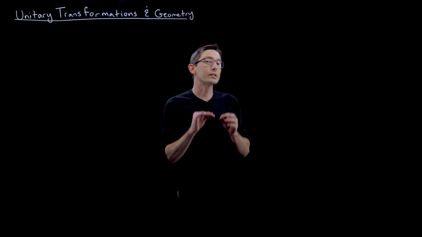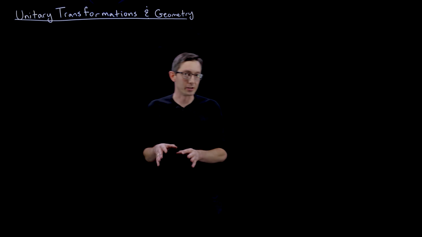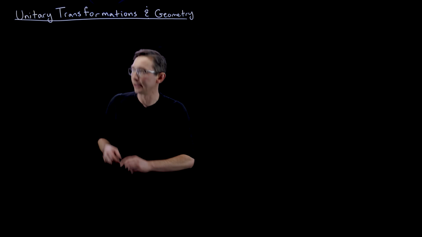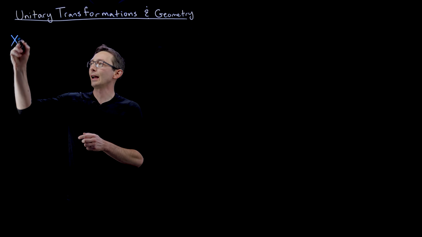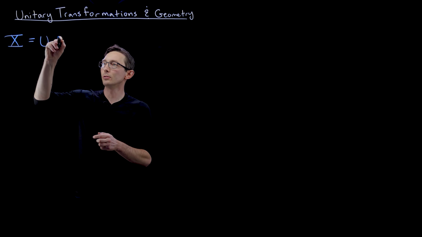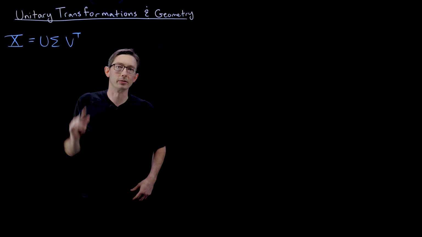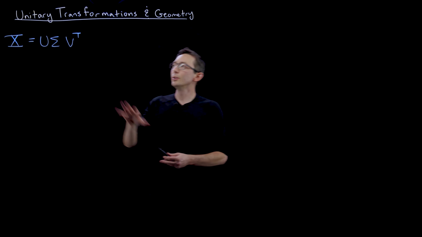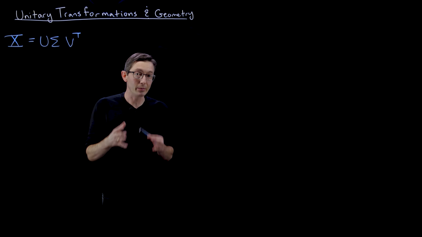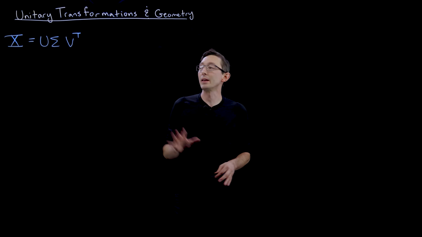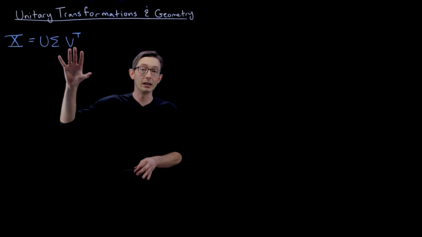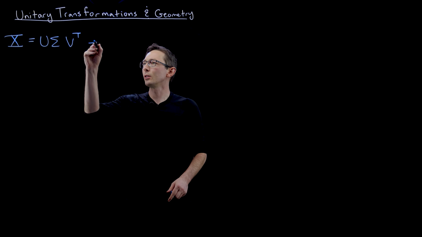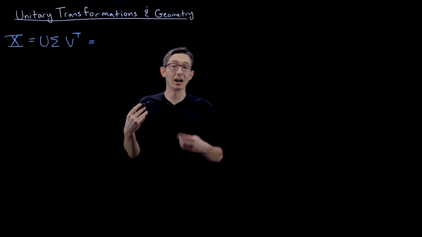Welcome back. So we're talking about the singular value decomposition, the SVD of a matrix X. And what we've noticed is that if we write X equals U sigma V transpose, the matrices U and V are unitary matrices. Unitary matrices are extremely important in science and engineering, and so I want to tell you a little bit more about what they mean and how to interpret them geometrically. And in particular, we're also going to think about the economy size SVD.